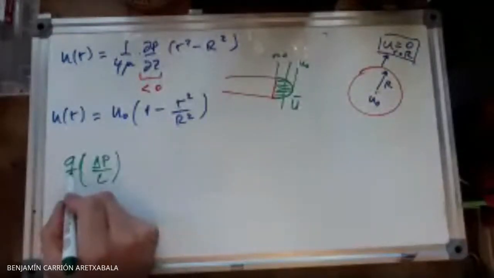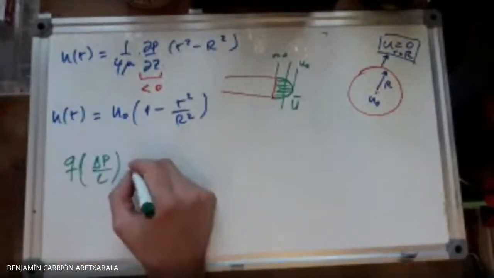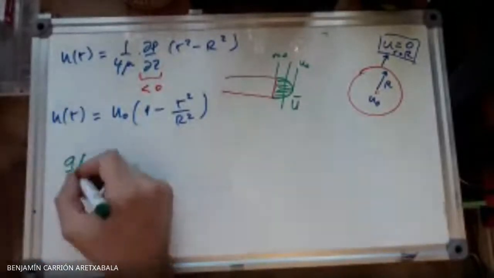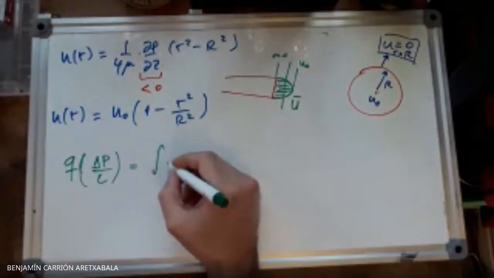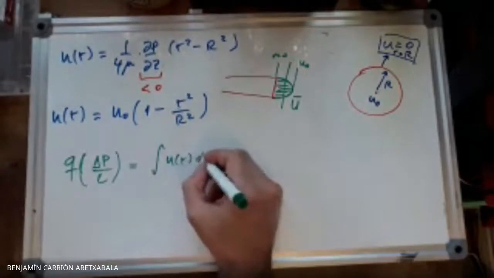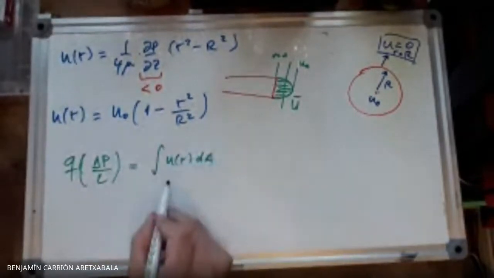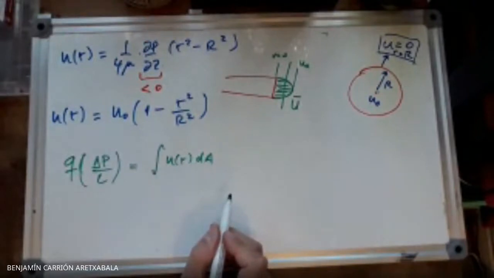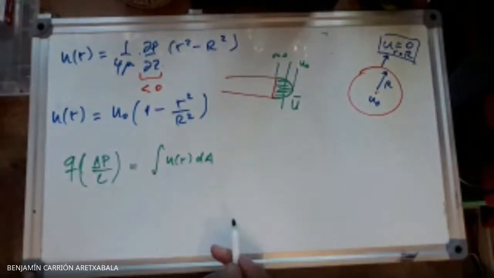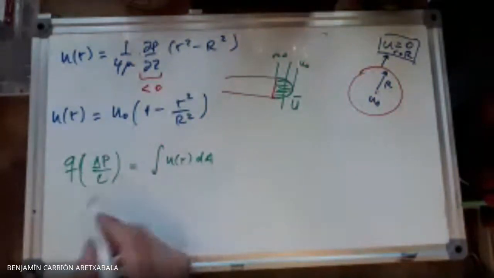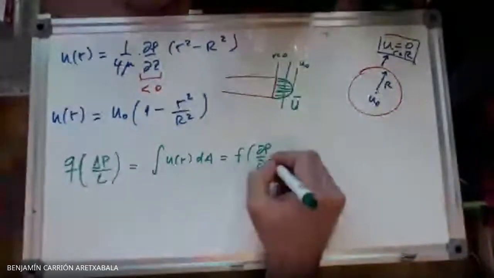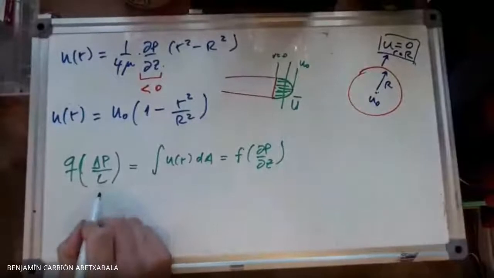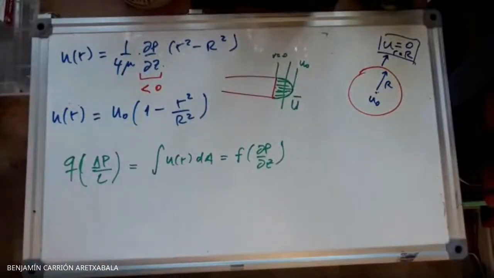And you get this equation, and that's the equation of Hagen-Poiseuille. You get this equation by integrating u of r over the area. If you integrate the velocity over the area, you get the total flow. Okay, and this is going to be a function of dp over dz, which is pretty similar to delta p over L. So you can look it up there. But yeah, that's the equation.